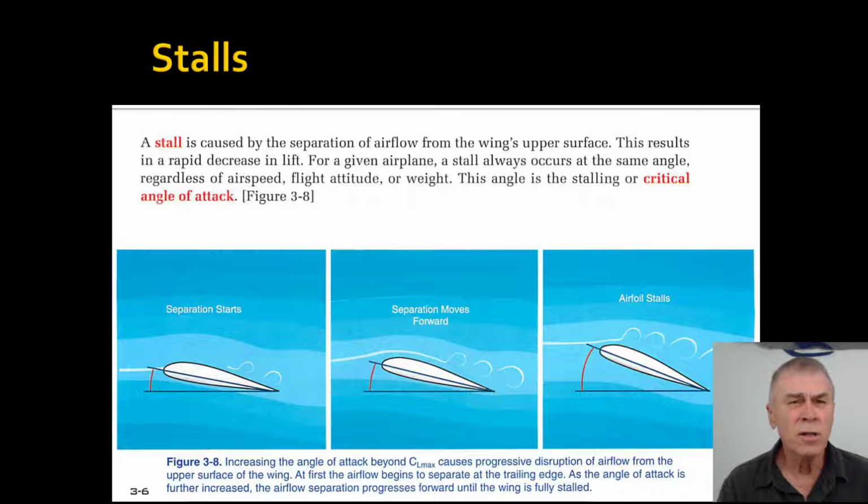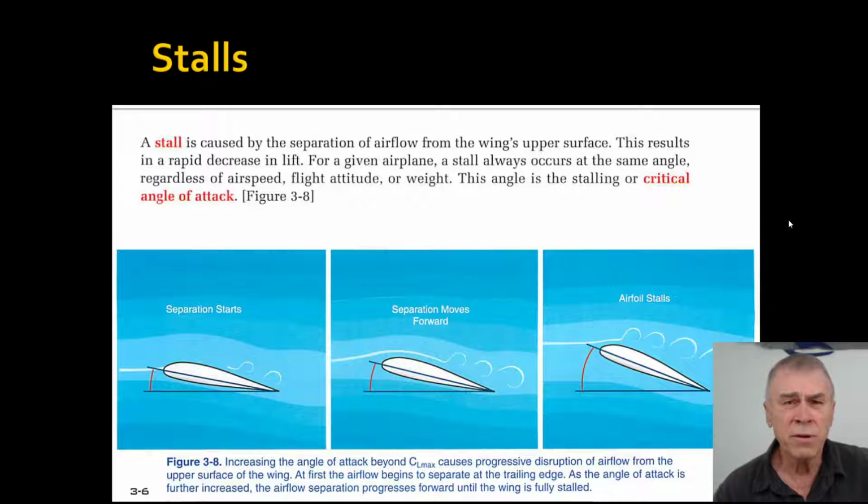What is a stall? It's caused by the separation of airflow from the wing's upper surface. This results in a rapid decrease in lift. Lift is the airflow above the wing, which actually causes the wing to rise. If there is no air there, certainly you're not going to have any rise. If anything, you're going to have the opposite.